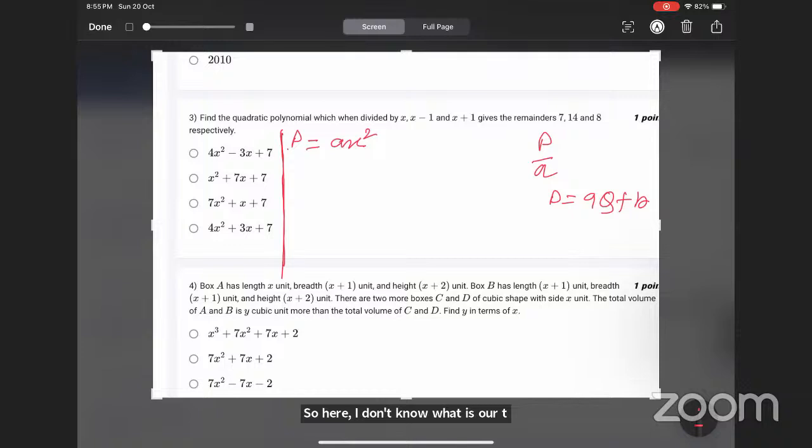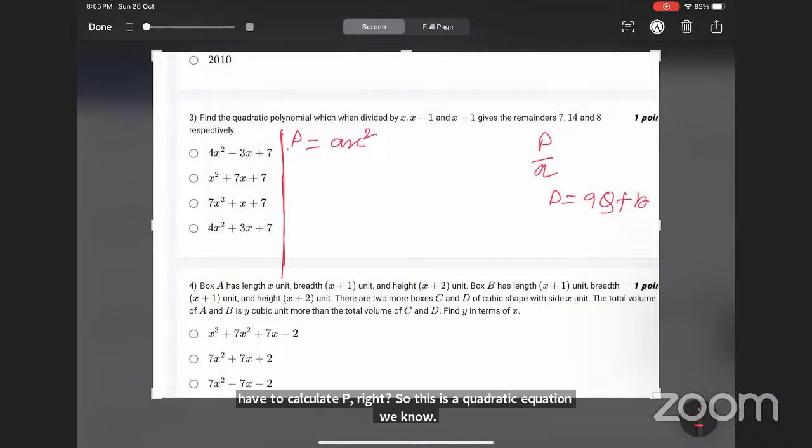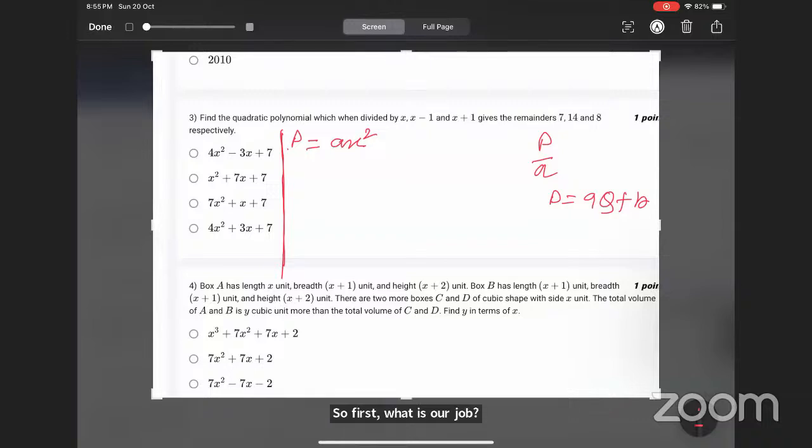So this is the quadratic equation we know. First, what is our job? We can just take any random quadratic equation. The standard form of a quadratic equation is ax square plus bx plus c. That we all know, right? And now we have three different conditions. We will then put it in.